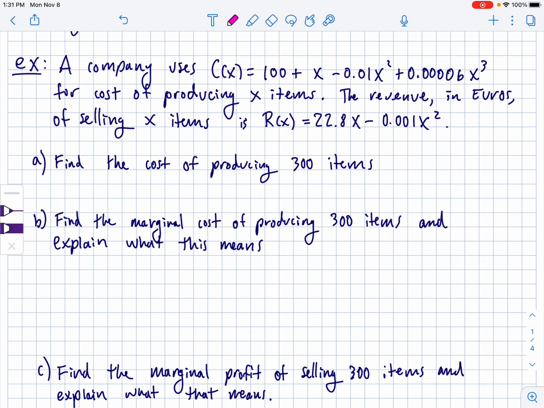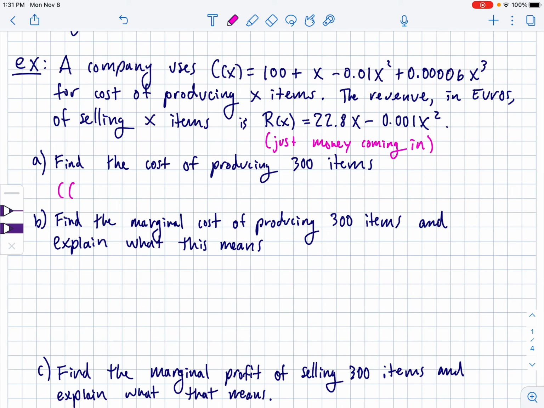So first up, a company uses this equation for their cost of producing x items. The revenue in euros for selling x items is represented by this function. Revenue is just the money that comes in. It's not like profit or anything like that, so it doesn't take into account the cost of the item. First, find the cost of producing 300 items.